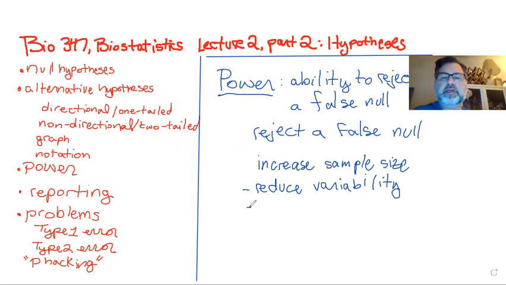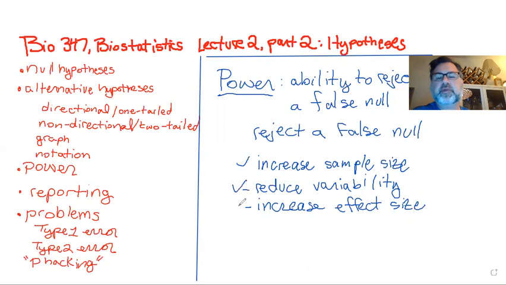Or you can increase the effect size. Okay. So these are the three basic ways to increase your power. How do you increase the effect size? Usually, think about this. If you're looking at a trend, and here's your null, and here's your slope, right? Effect size, think about this.